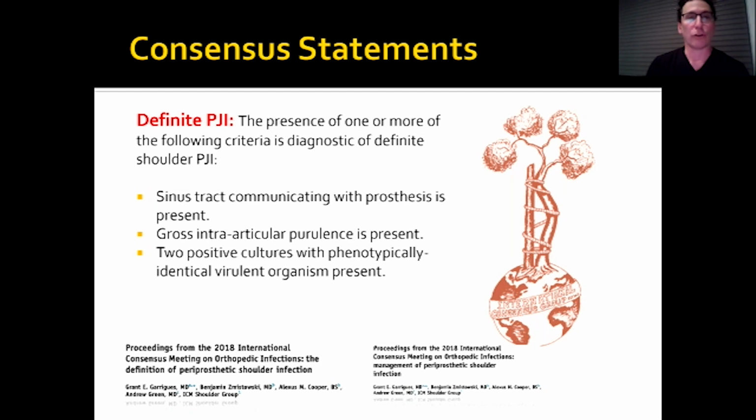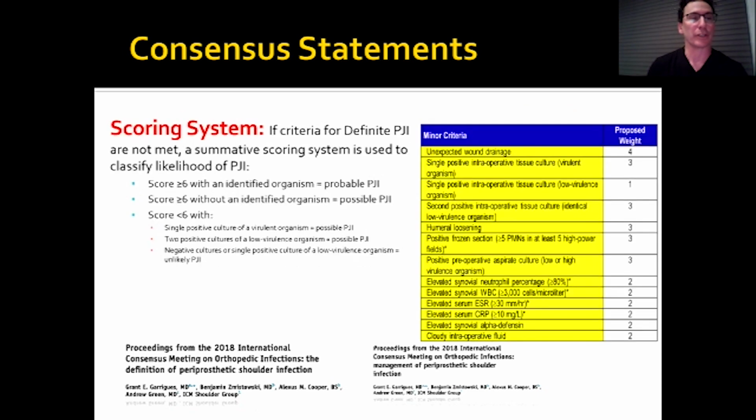I encourage you all to read the consensus statements that were created by the International Congress. Definite prosthetic joint infections are clearly defined by a sinus tract to the prosthesis, a gross intra-articular purulence, or 2 positive cultures with a phenotypically identical virulent organism. These are the harder ones, where you suspect a probable or possible joint infection, and there's a great scoring system that you can use to understand what things might raise your suspicion of an underlying infection.